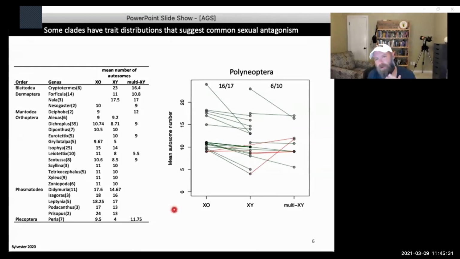And so those red lines that are going up, that could indicate that there just have been several fissions. It also could be that that multi-XY system isn't coming from an autosome sex chromosome fusion. But overall, the picture that we see here is that it looks like there are a lot of these fusions occurring between sex chromosomes and autosomes. Not all clades show this strong of a picture.